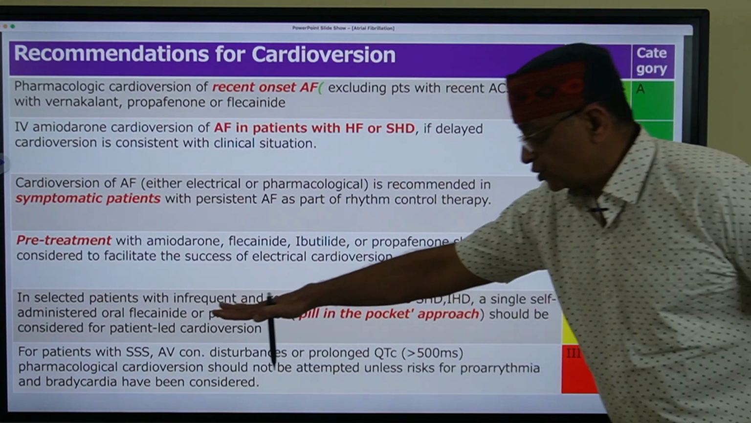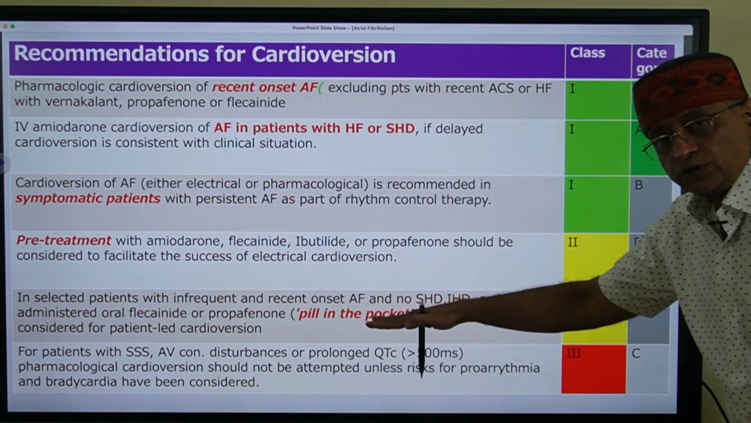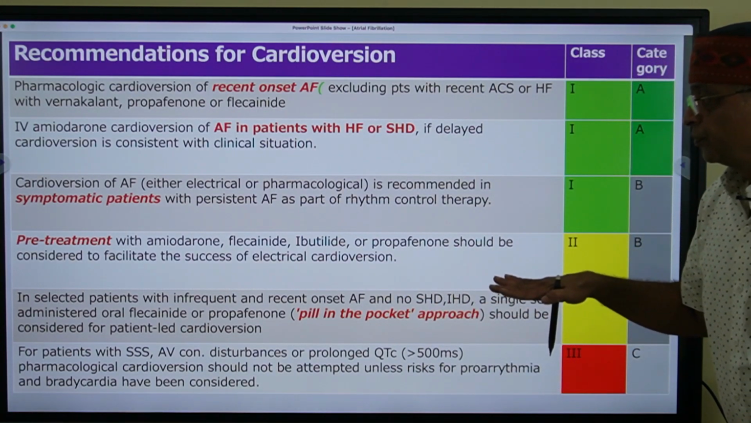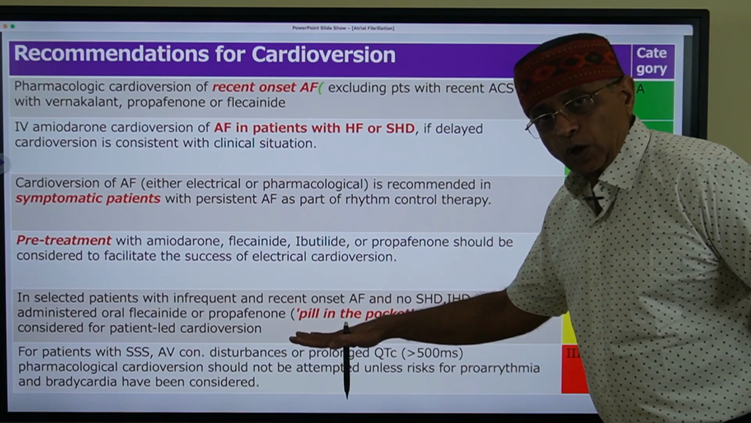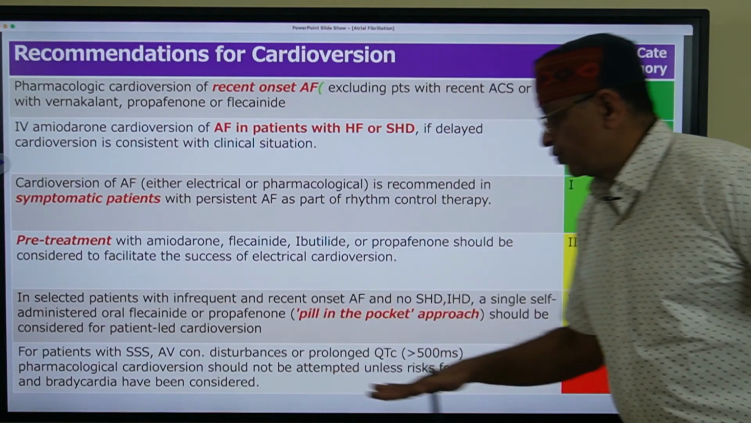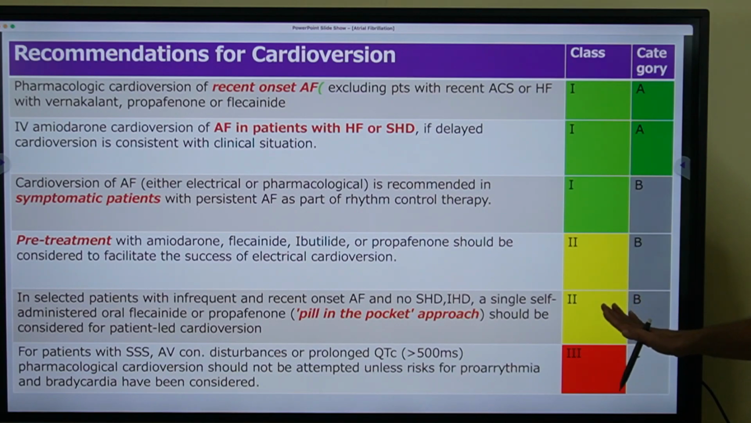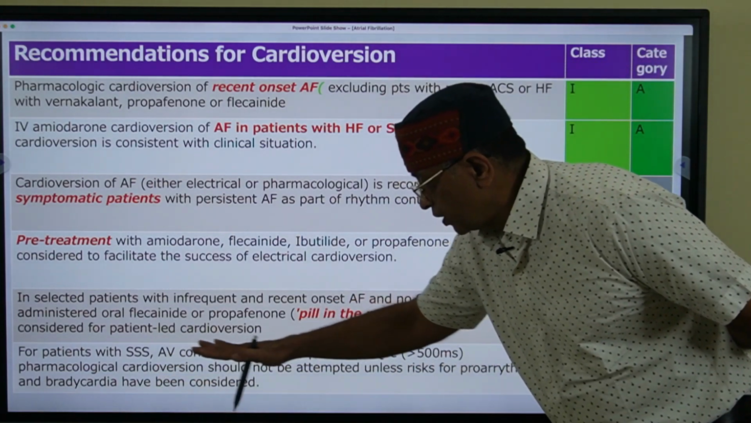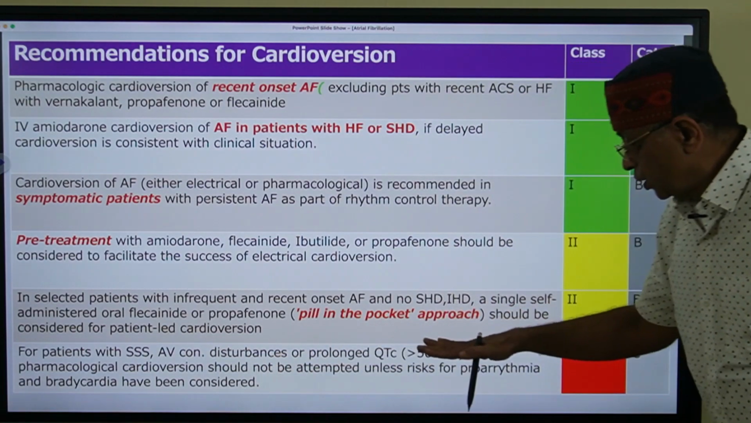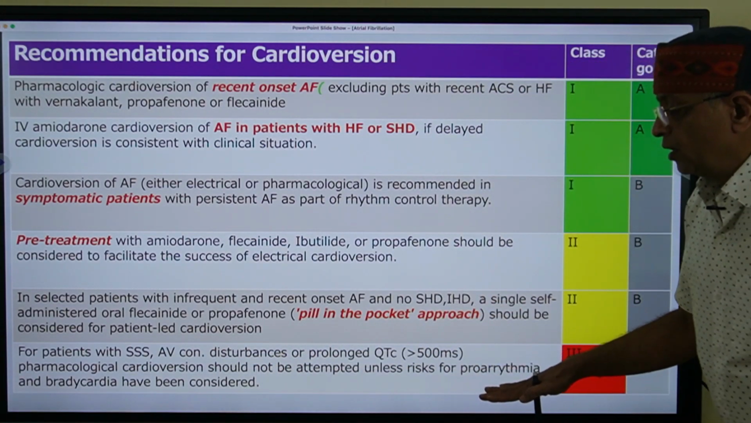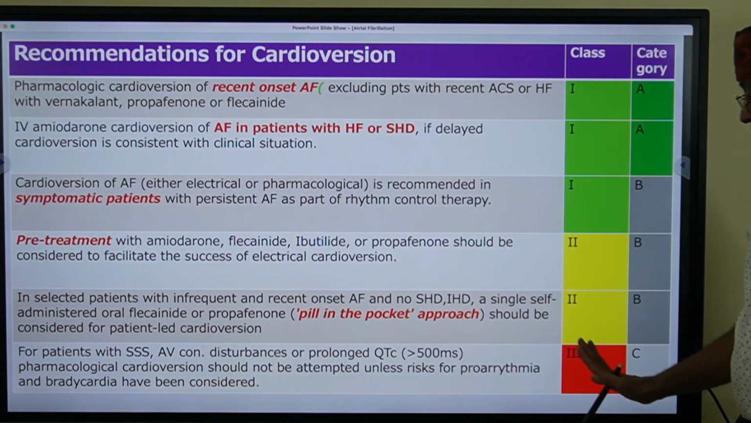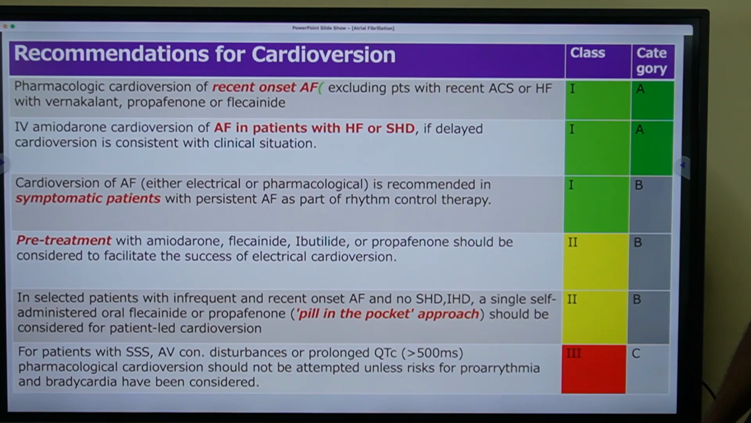In select patients with infrequent or recent onset AF with no structural heart disease, no IHD, then you can take a pill in the pocket, flecainide or propafenone. Recommendation is class 2B. And lastly, for patients with sick sinus syndrome, AV conduction disturbances or QTc more than 500, pharmacological cardioversion should not be done. So the recommendation is class 3C.